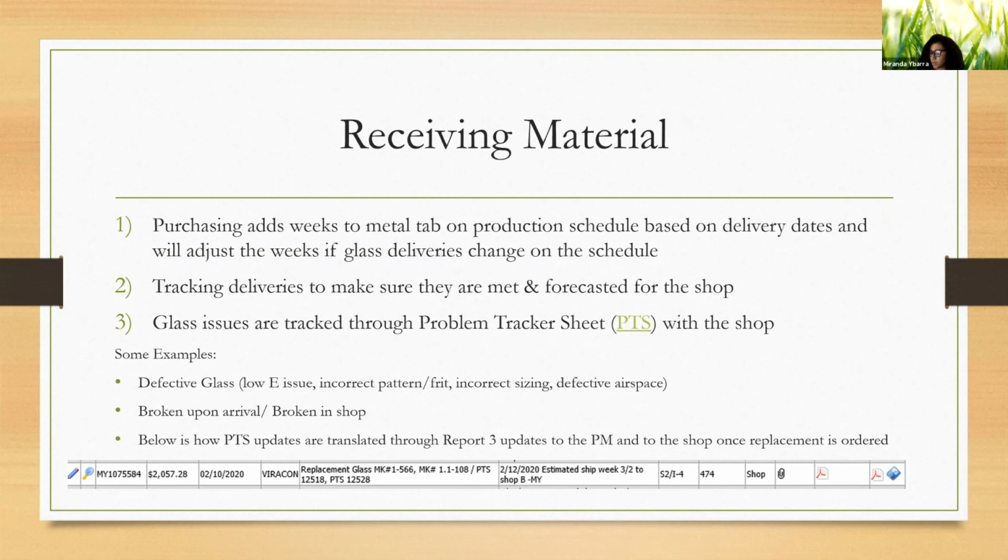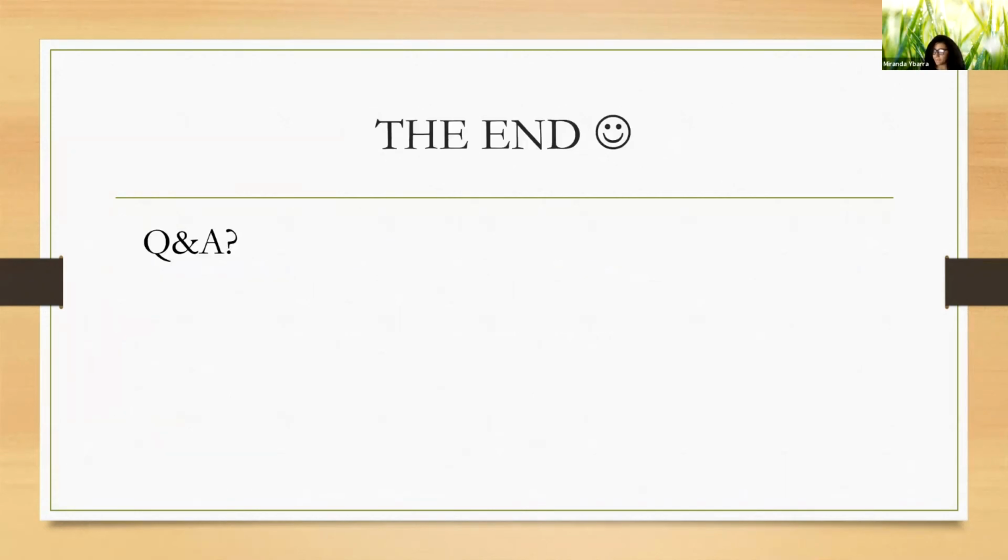And below is how PTS updates are translated through the Report 3 update to the PM and shop once replacement is ordered. So below you can see it says replacement glass, the mark number, the PTS number, and it'll update the PM and the shop when received with that note. So it's important to make sure that note's filled out, because the shop will receive that note and know exactly what that PO is for. And that is it.